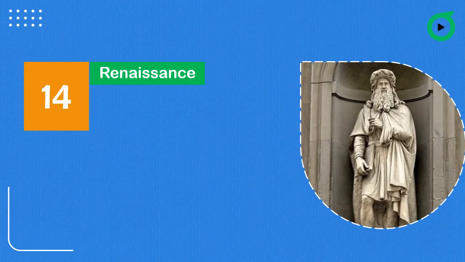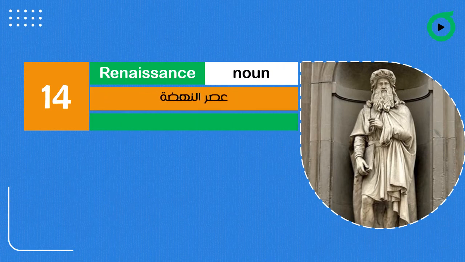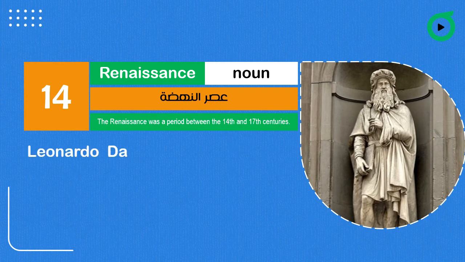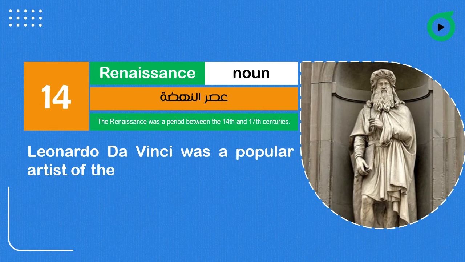Renaissance. The Renaissance was a period between the 14th and 17th centuries. Leonardo da Vinci was a popular artist of the Renaissance.